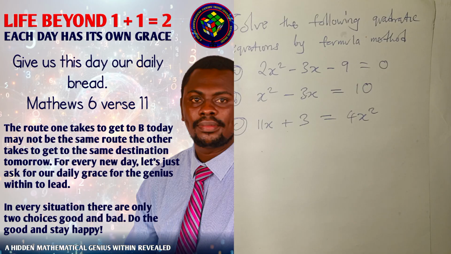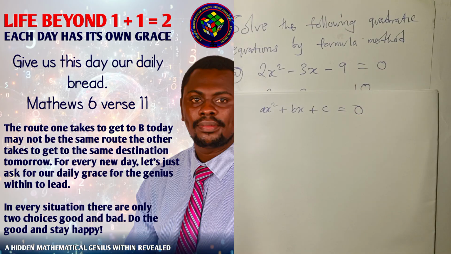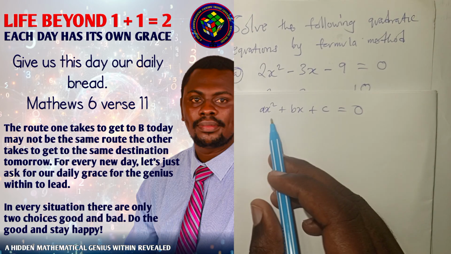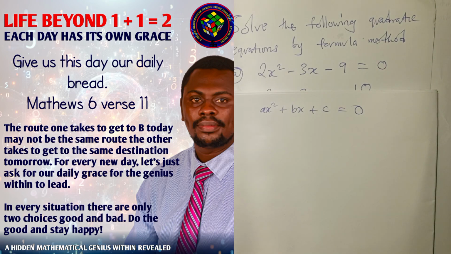Okay, so we are on the formula method, and the first thing you should understand is that a quadratic equation is in the form of ax squared plus bx plus c is equal to 0. So before you start answering any question, make sure that it is in this form.